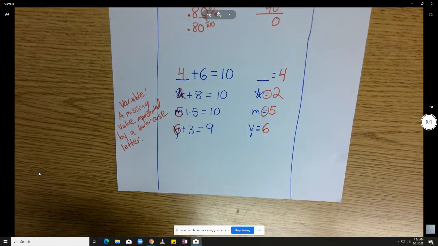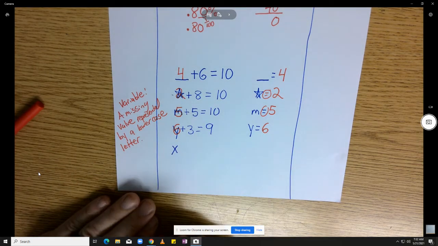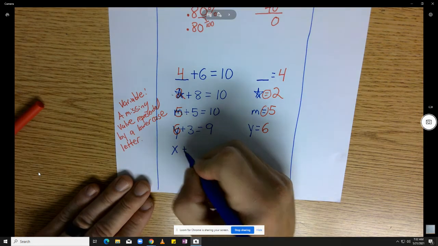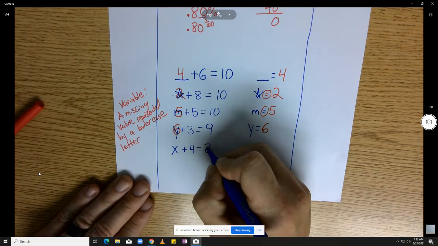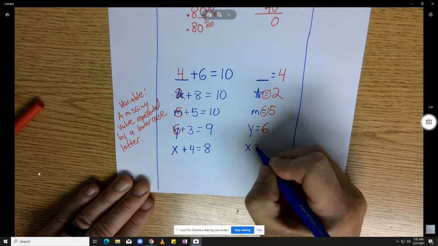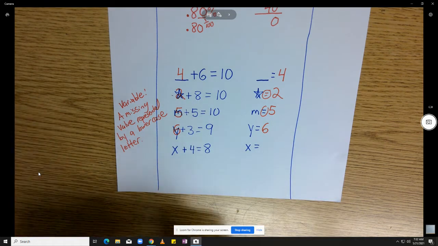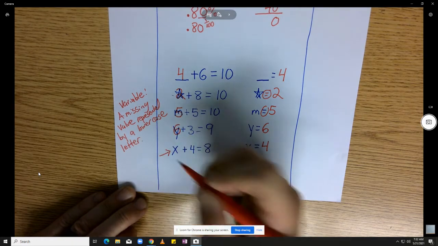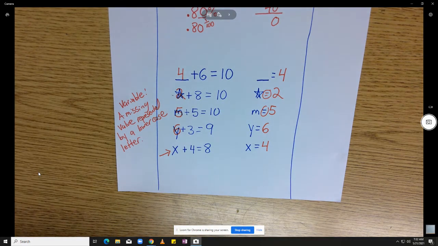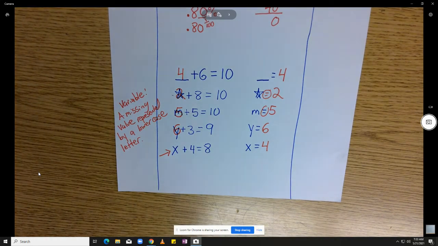Now, we do have one problem. A very common variable is x. So maybe do x plus 4 equals 8. What does x equal? X equals, yep, you said it, 4. Why, though, is using x a problem? What does x look like? X looks like a multiplication symbol.